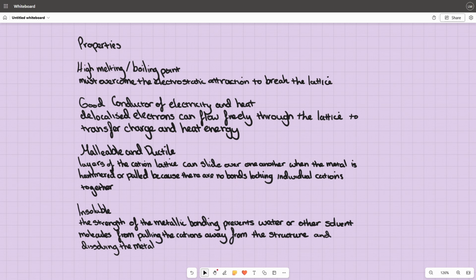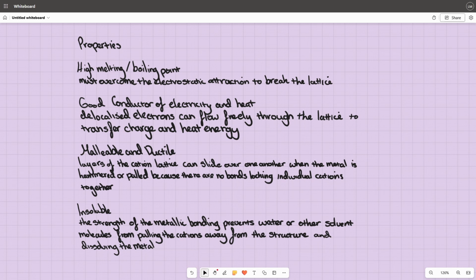The third one is that they are malleable and ductile, and this is because layers of the cation lattice can slide over one another when the metal is hammered or pulled, because there are no bonds locking the individual cations together. And the final one is insoluble, which means that the strength of the metallic bond prevents water or other solvent molecules from pulling the cations away from the structure and dissolving the metal.